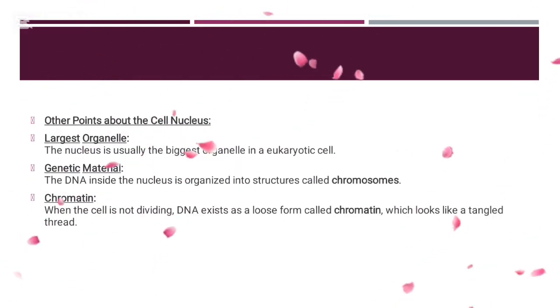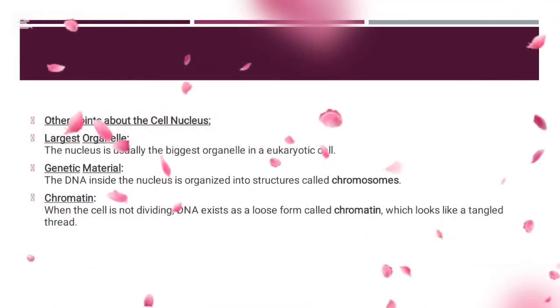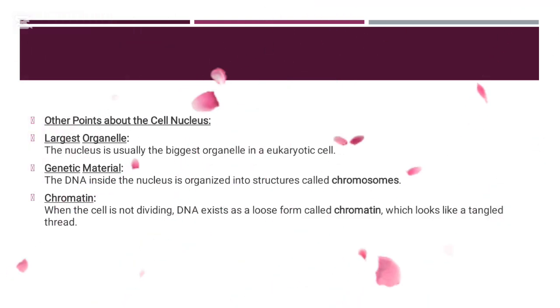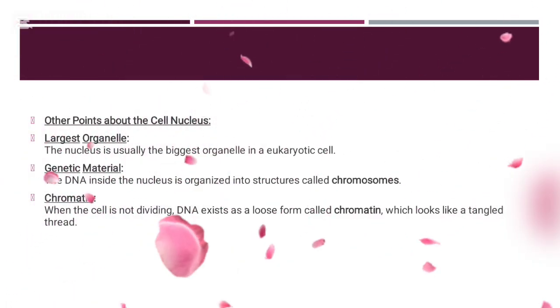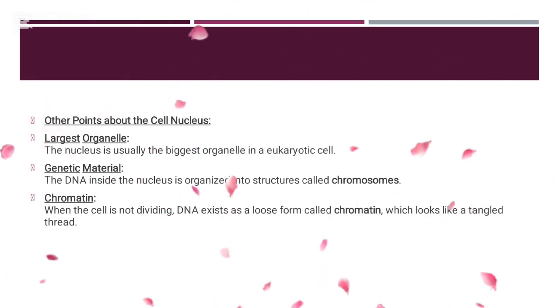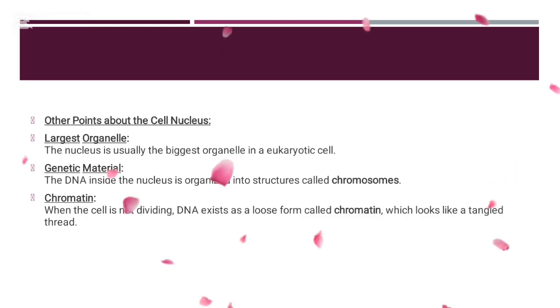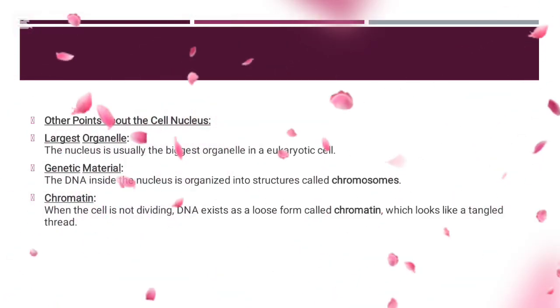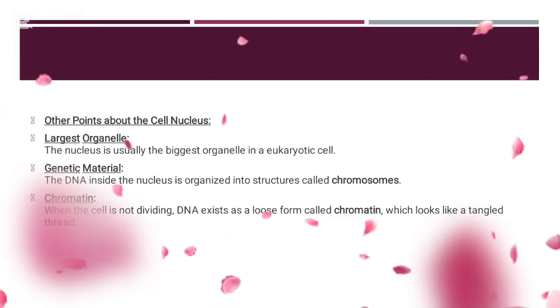Other points about the cell nucleus: it is the largest organelle. The nucleus is usually the biggest organelle in the eukaryotic cell. Genetic material: the DNA inside the nucleus is organized into structures called chromosomes. Chromatin: when the cell is not dividing, DNA exists as a loose thread called chromatin, which looks like a tangled thread.